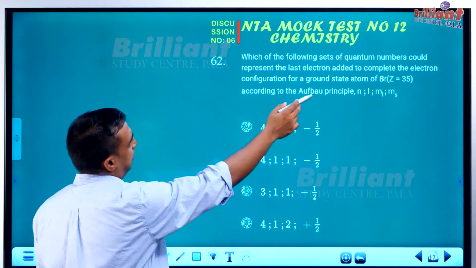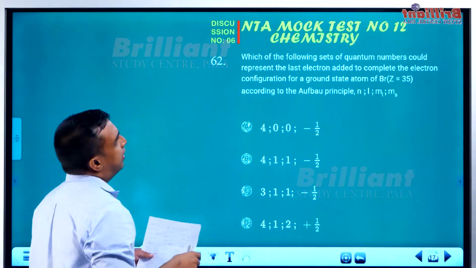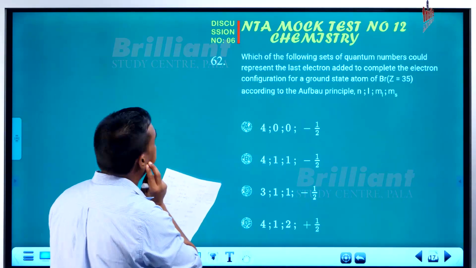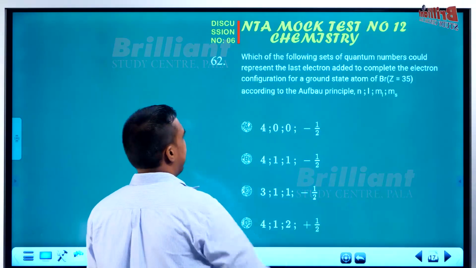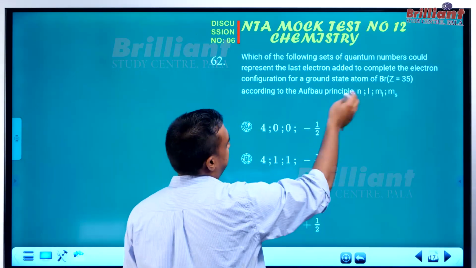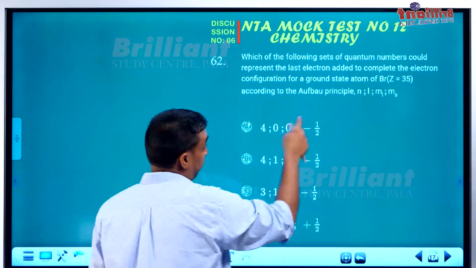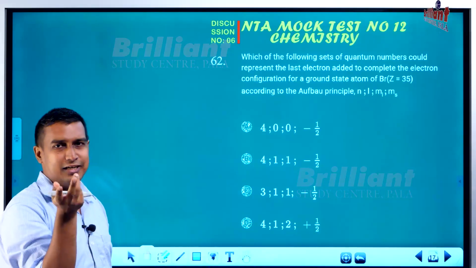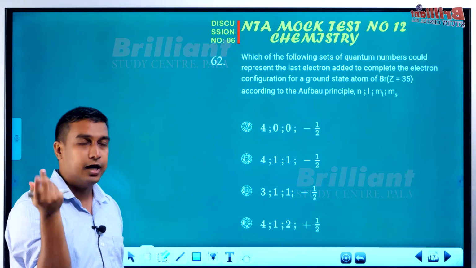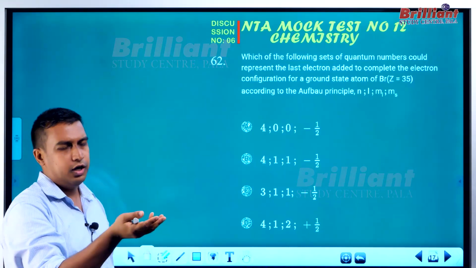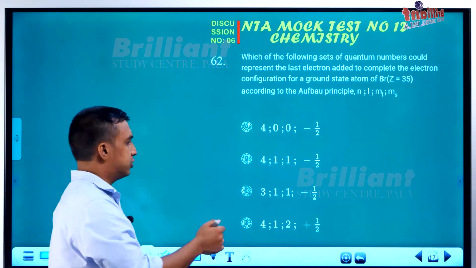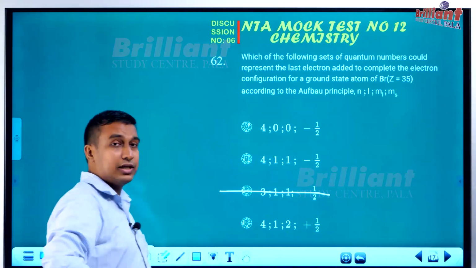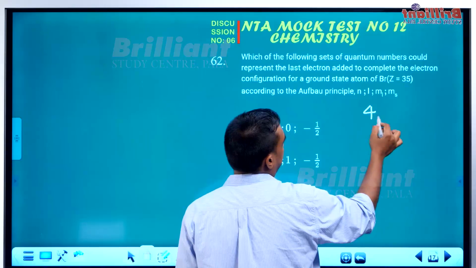Which of the following sets of quantum numbers could represent the last electron added to complete the electron configuration for a ground state atom of bromine according to the Aufbau principle? Okay. And I have to find n, l, m, ms. Now for bromine, first of all, they have said ground state, not excited state. Now for bromine, I know fluorine, chlorine, bromine, it will come in the fourth period. So automatically the options with 3 are out. So it is the fourth period, and I know that the last electron goes to 4p6.